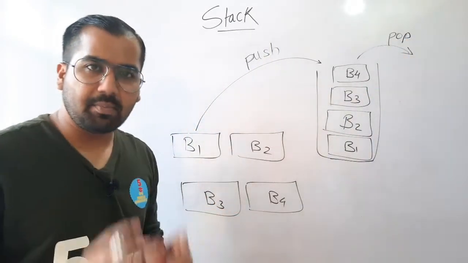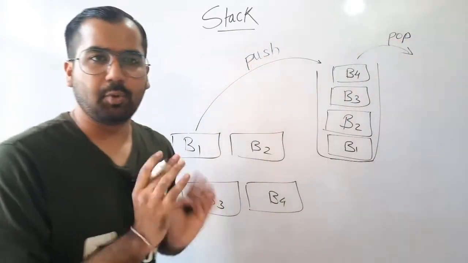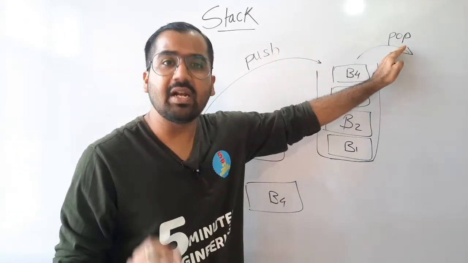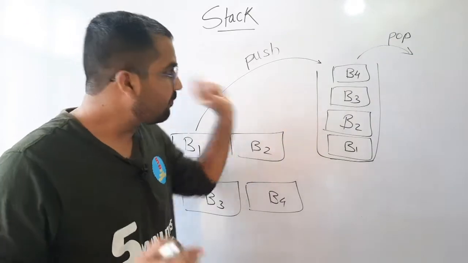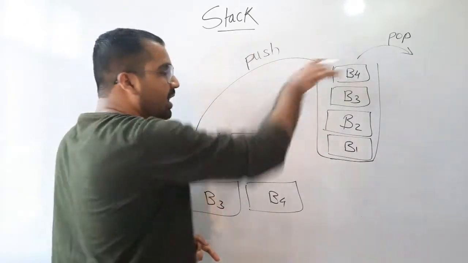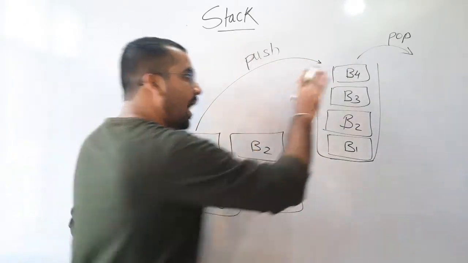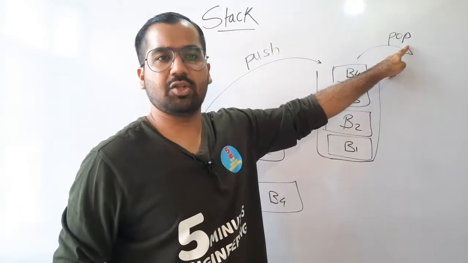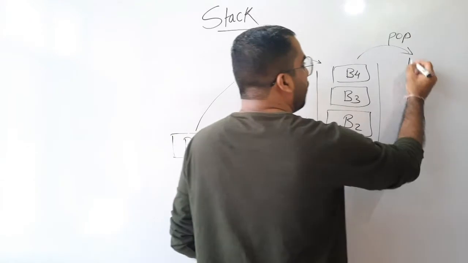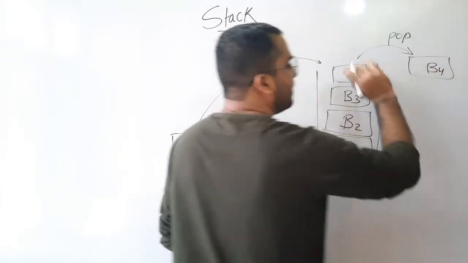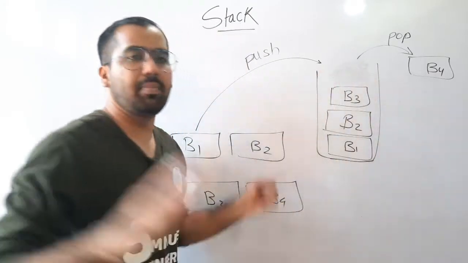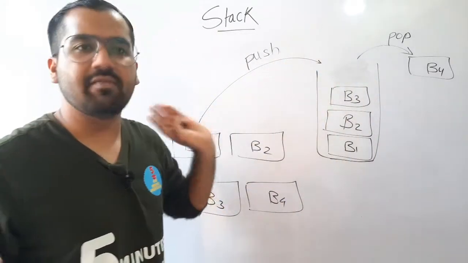Now I am just giving you the terms push and pop in the beginning. In further coming videos, we are going to have a very detailed discussion about these two operations, but for now let's understand: to put things into the stack, we need push, and to take things out of the stack, we need pop. So the pop operation is performed and B4 will come outside the stack, and it will no longer be visible in the stack. Simple as that. That's the behavior.